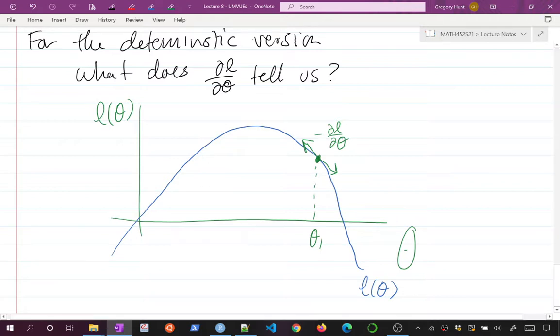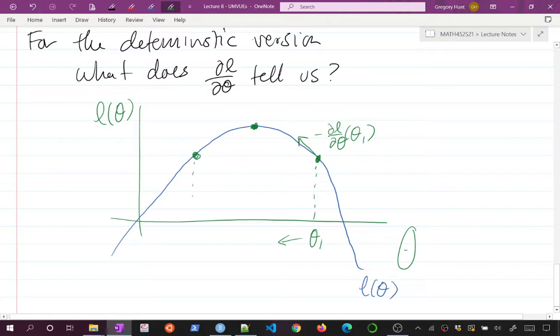Let's think about it this way. It would be negative in this case. It basically is going to tell us to go backwards. That's how we want to think about it. The maximum, our MLE, is up here. And so if we're over here at theta 1 and look at the derivative evaluated at theta 1, it would tell us to go backwards this way, because our MLE is going to be this way.